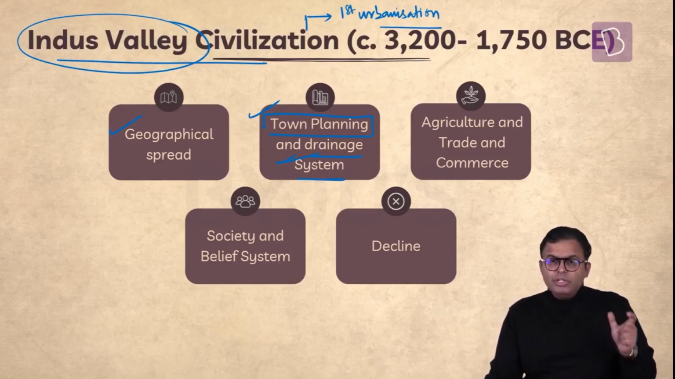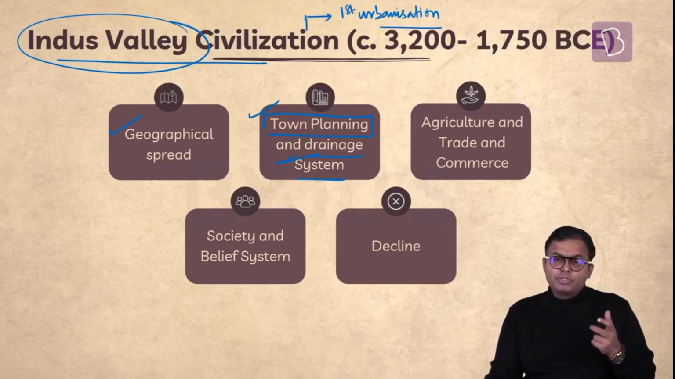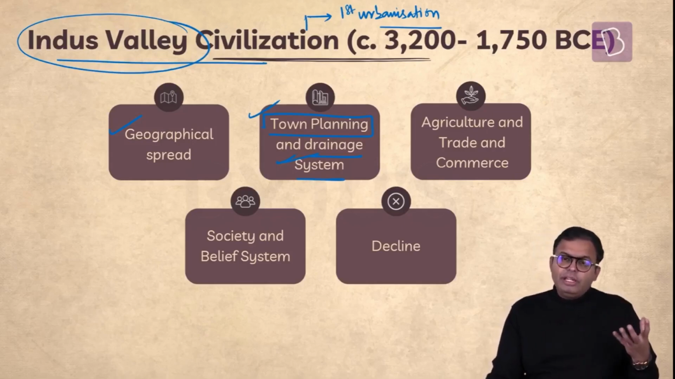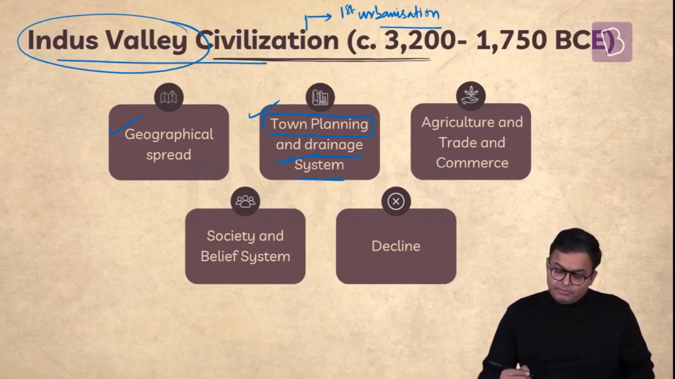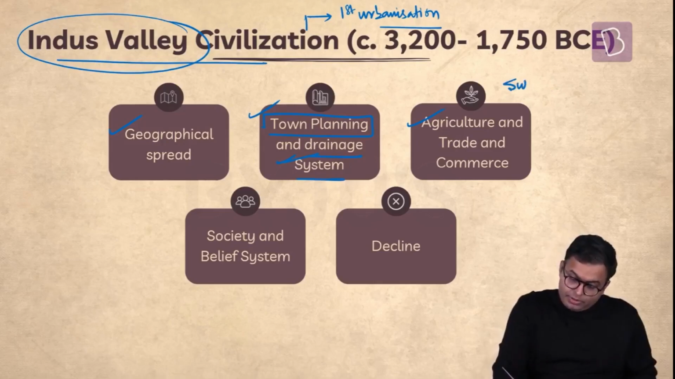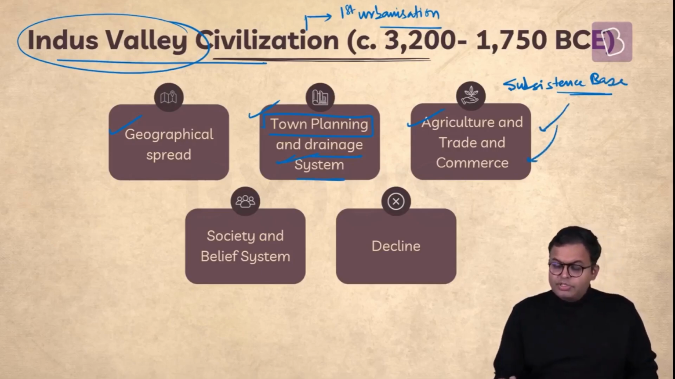how they were able to judiciously use their prospects, how they were able to judiciously use the available resources, why we don't find any palaces, temples, all this in Indus Valley, despite having a belief system. We'll understand their subsistence base, very important. So we have to understand their subsistence base, the agriculture, trade and commerce, the trade networks, the items of trade.